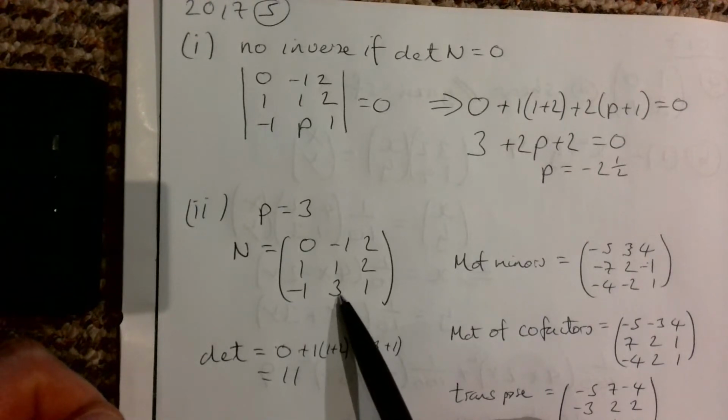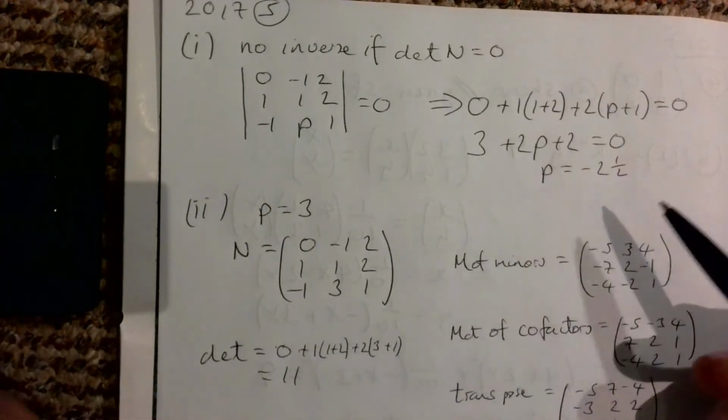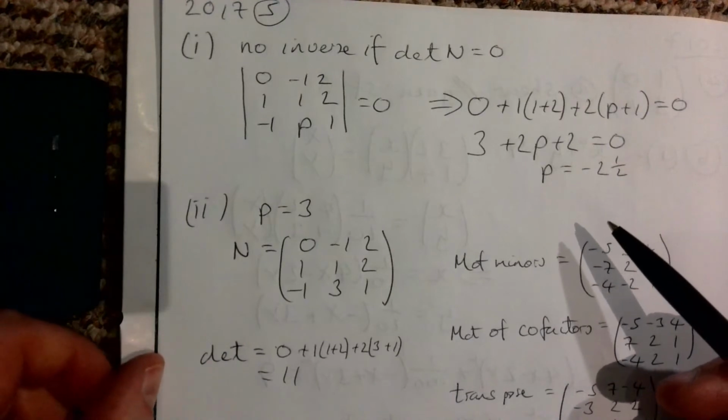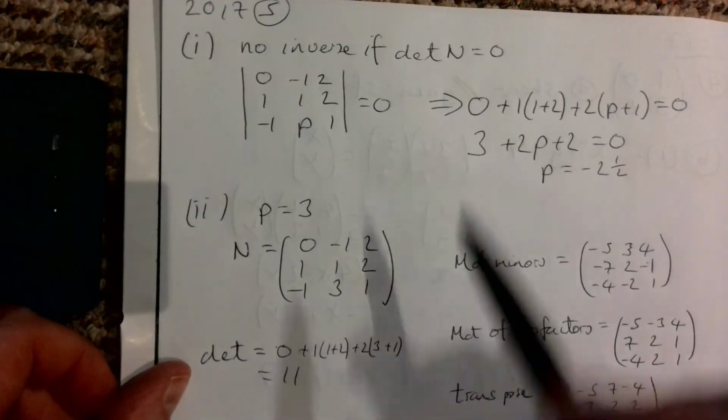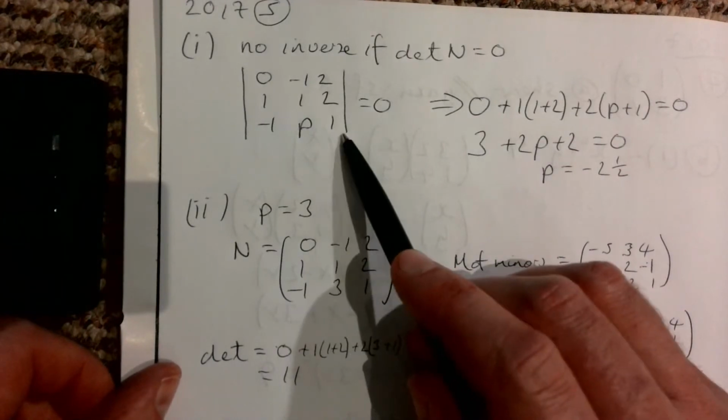It doesn't have an inverse if the determinant equals 0. If the determinant equals something else, then it does have an inverse as well. But if the determinant equals 0, then funny things happen. So we need to put the determinant here equal to 0. So that's what I've done here.